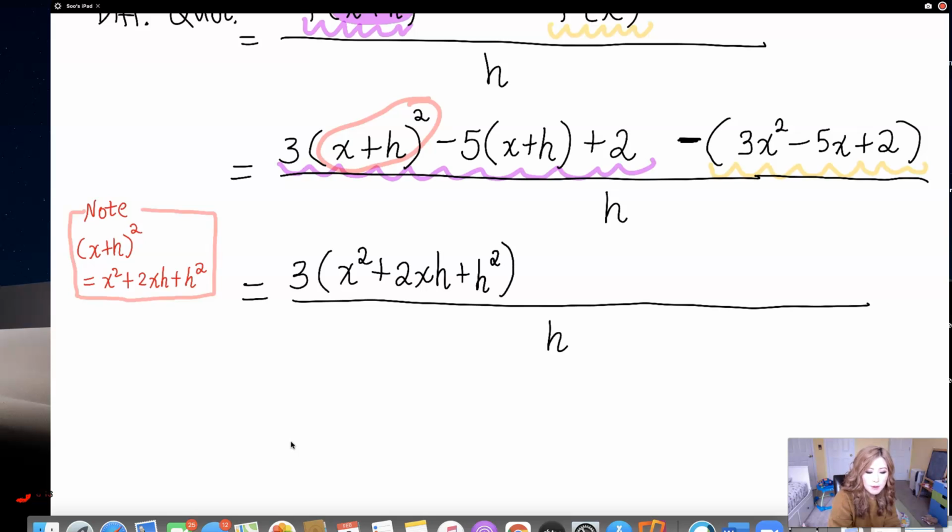And then we talked about distributing this negative 5, which got us negative 5x minus 5h. But then I did say don't multiply that by 2 because 2 is outside. And let's now go ahead and distribute that negative 1.